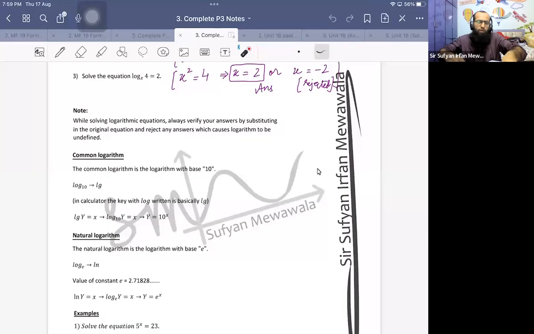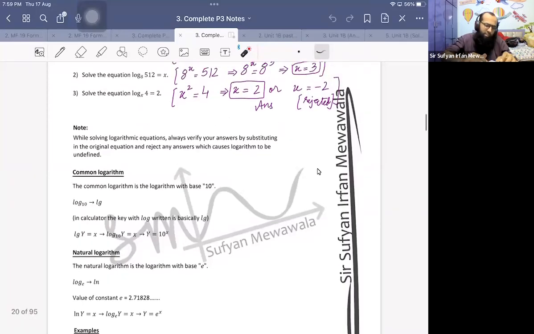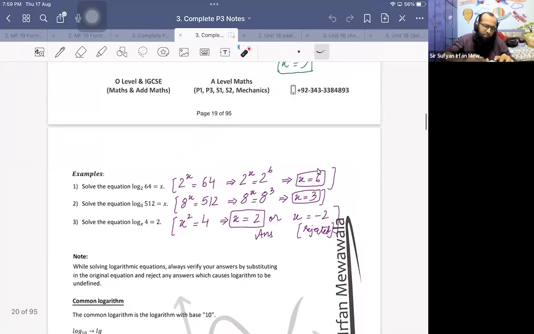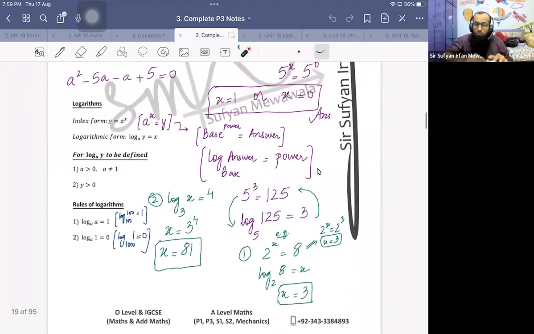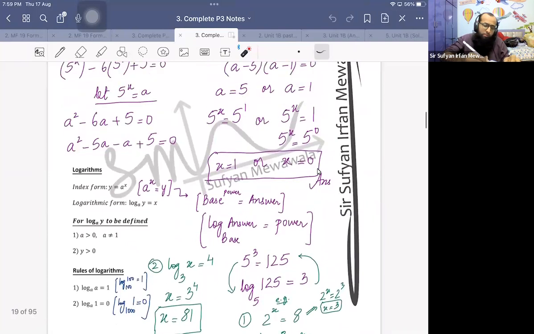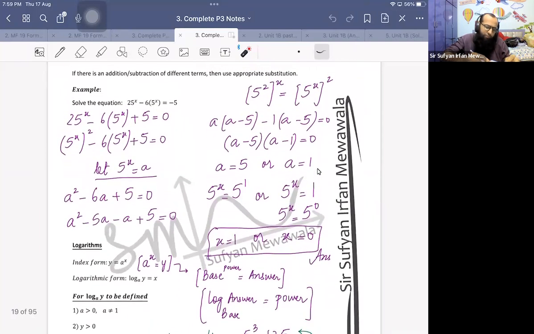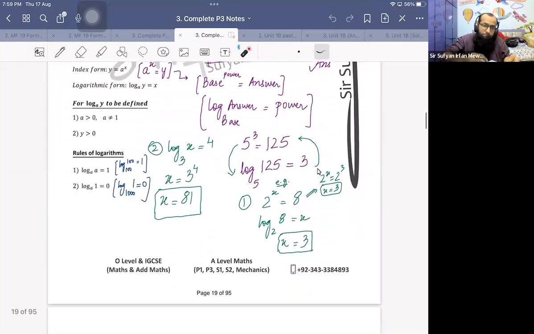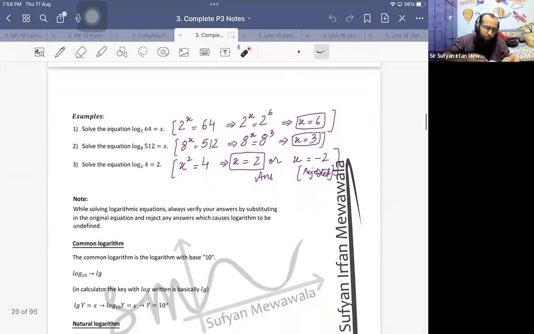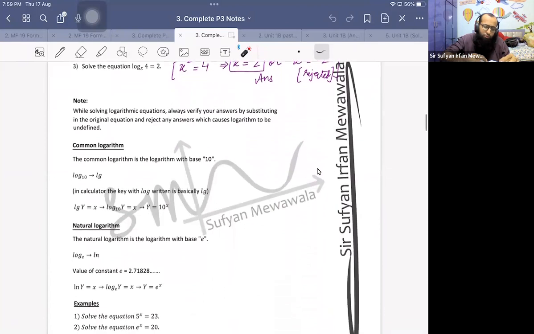All right, let's begin with the class. In the last class, we discussed exponential equations, two types of exponential equations, and we solved examples as well. And today, inshallah, we are going to continue with logarithms.